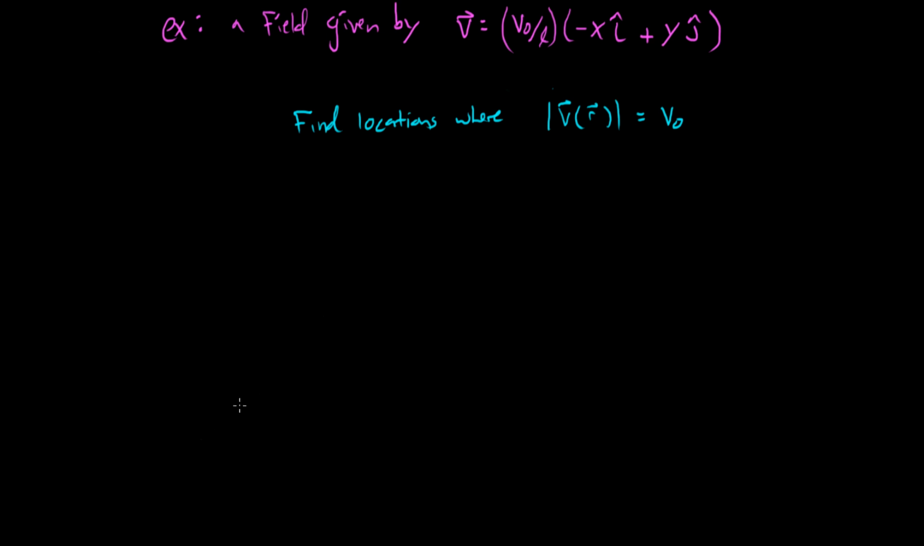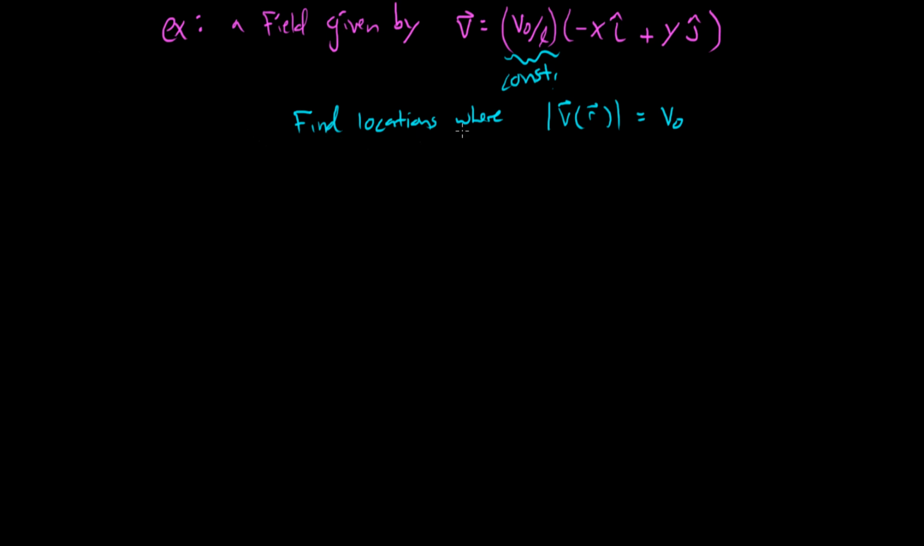Let's get a quick example of this by just investigating what a field looks like. So here's a velocity field. We don't know where this came from yet, but it's given by this equation that says we've got v0 over L, which is just some constant number, multiplied by the position vector minus x i hat plus y j hat. And so this is some velocity field. You could plug in any value of x and y, and out would come a value of velocity, but it would be a vector, right? We'd have an i component and a j component.